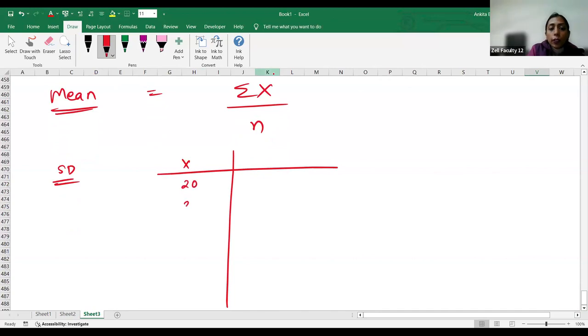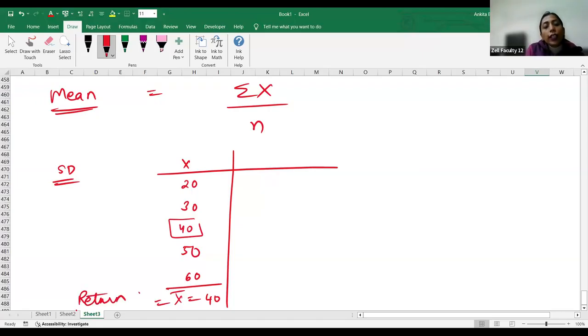And these are the average marks: 20, 30, 40, 50, and 60. These are the average marks in a class. If I calculate the average of this, then mean would be equal to 40. Mean would be 40 here. Now, this mean is basically a return concept. So it tells me that on an average, the students in a class score 40 marks.